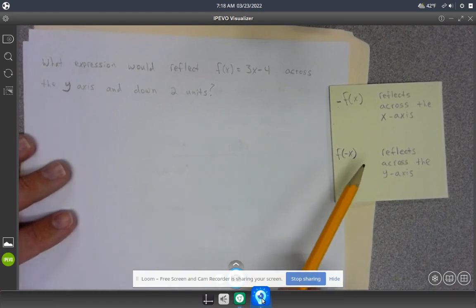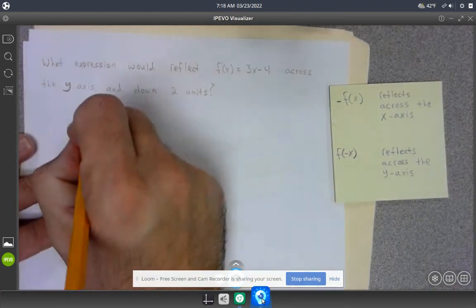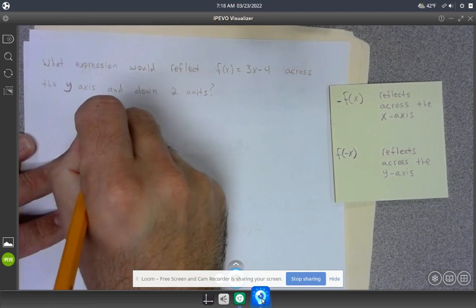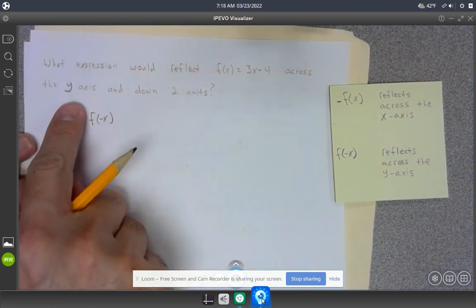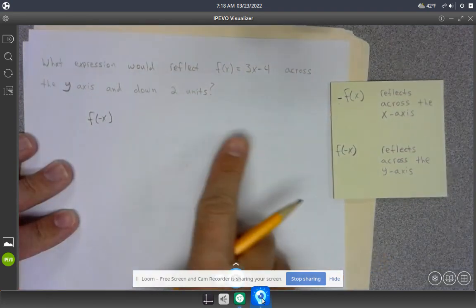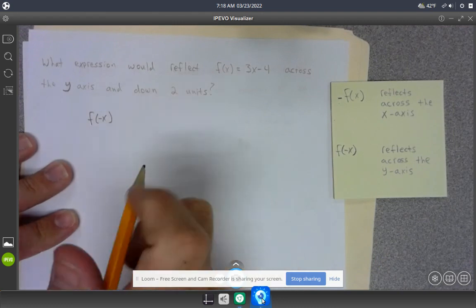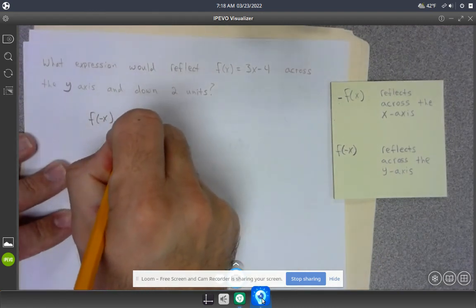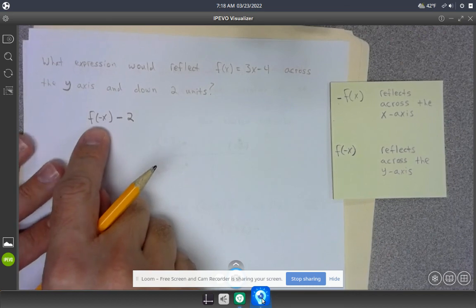I want to do this in function notation first. So f of negative x, that's going to flip it across the y-axis. Right? That's that part. And then I want to go down 2 units with it. So I'm going to subtract 2 from the outside of this function.